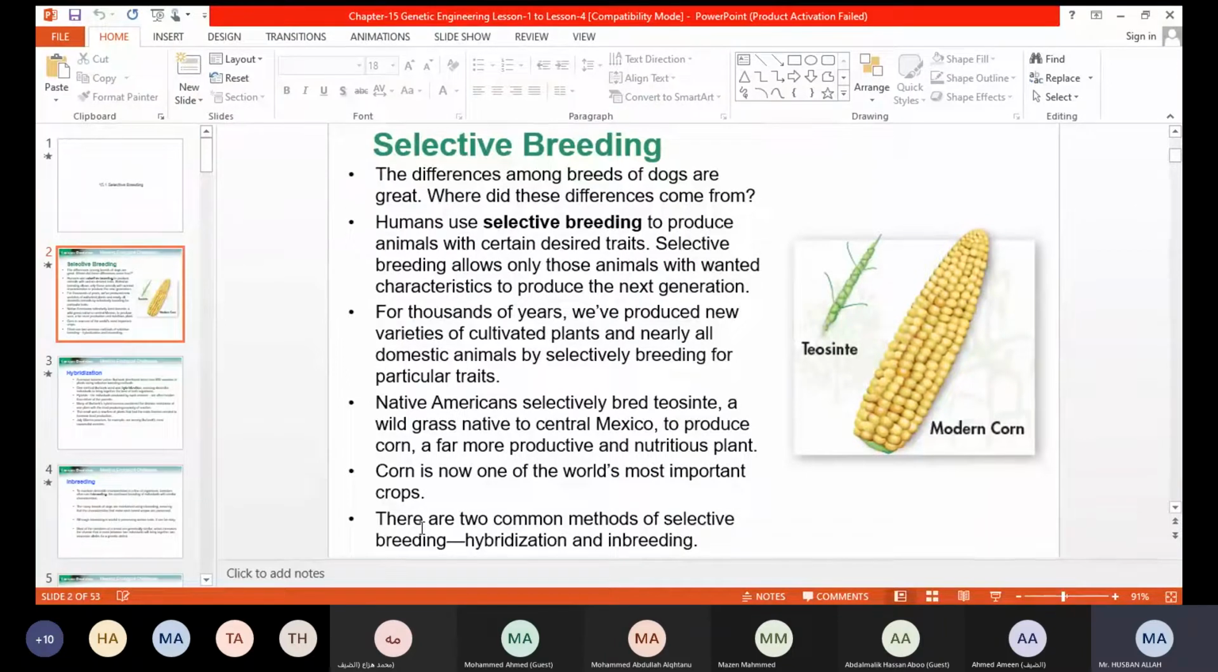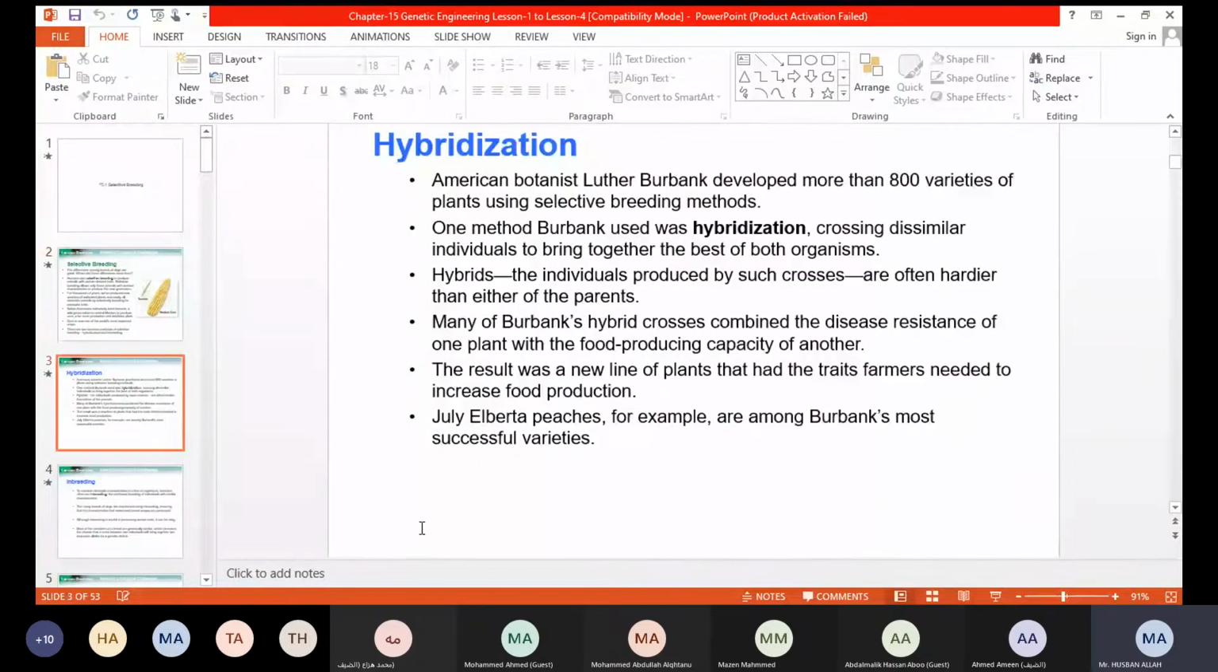Hybridization is a modern way of selective breeding, which is very efficient. If you look at inbreeding, it has some shortcomings and disadvantages. We are going to take it one by one.